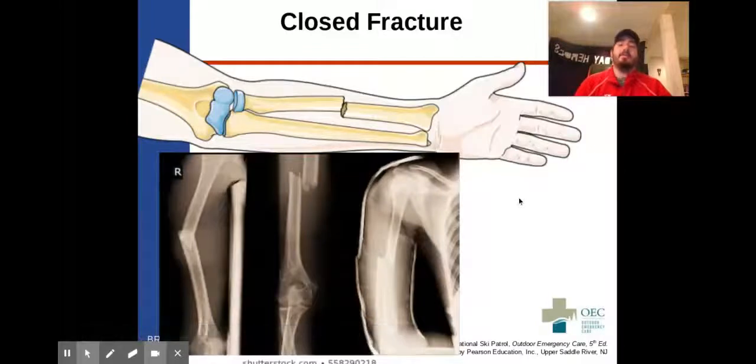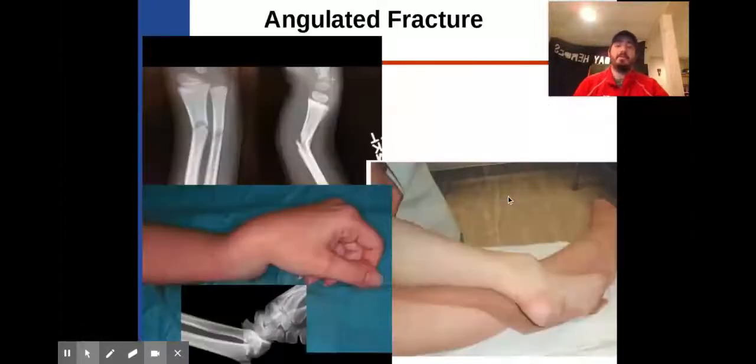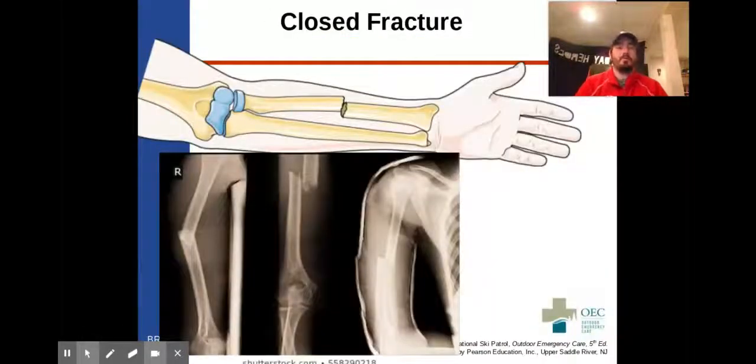Sometimes we talk about the different types of fractures. There's actually like 10 different types of fractures, transverse, green stick, all these different ones, but I'm not going to teach us all those. Just know that if it's broken, it can break in many ways.